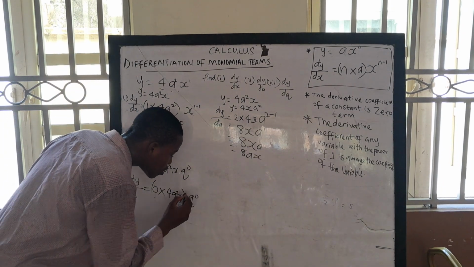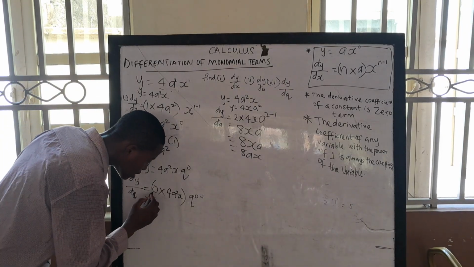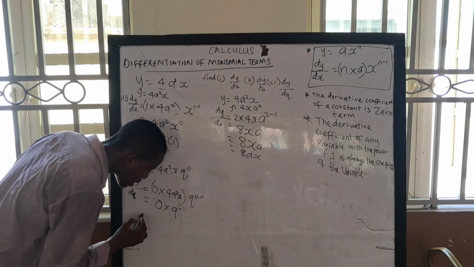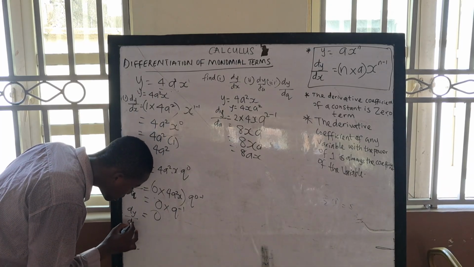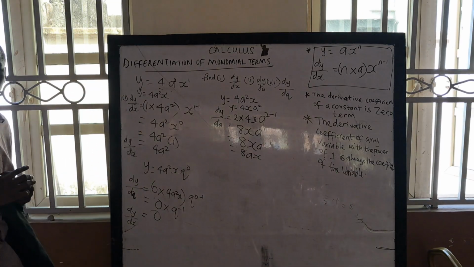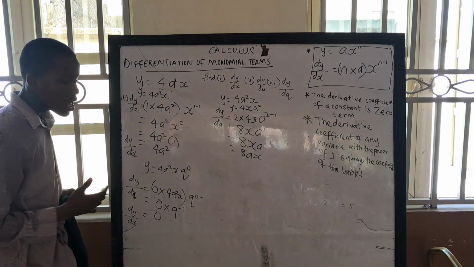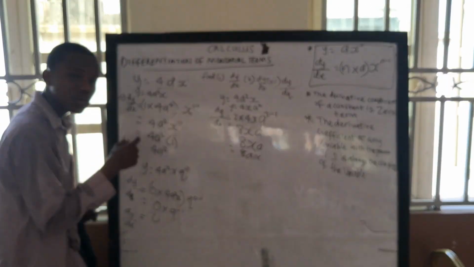q raised to power 0 minus 1. 0 times this will give me what? 0 times q raised to power minus 1. Remember, at the end of the day, 0 times this will give me 0. So my dy/dq gets 0. Can you see what I'm saying? So I'm having y equals 4a squared x q raised to power 0. I'm differentiating this with respect to q. That was why I included q raised to power 0.